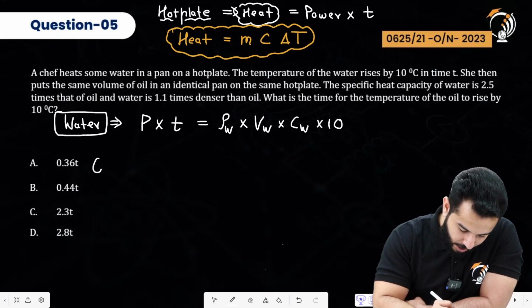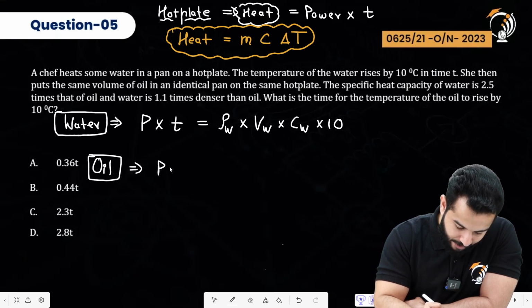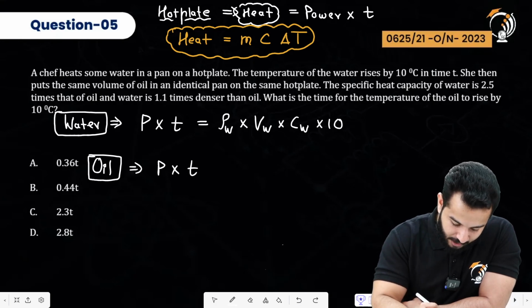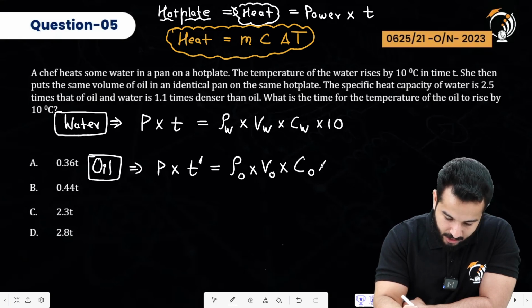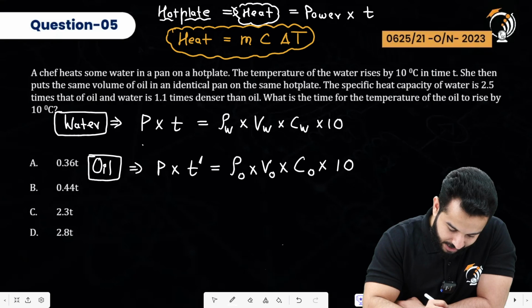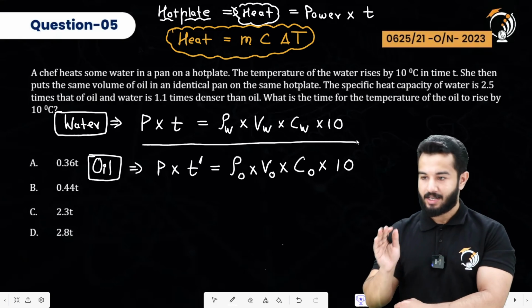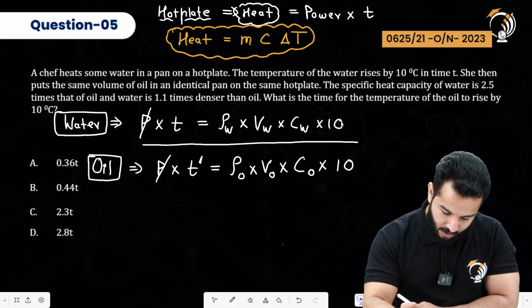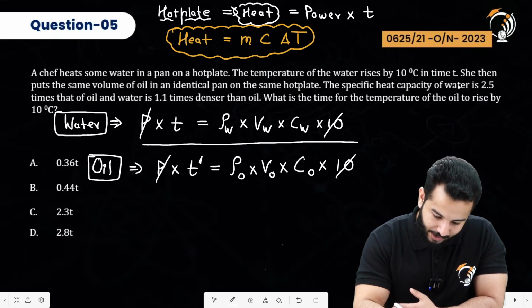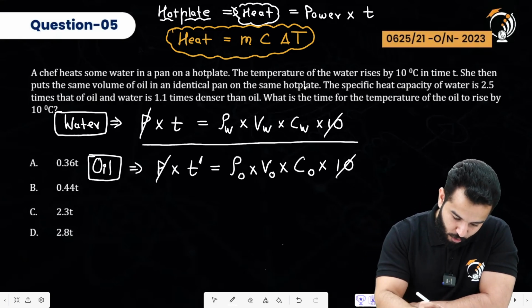Now for oil, power is the same because you are using the same hot plate, but the time is going to be different. Density of oil times volume of oil times specific heat capacity of oil, and again we want to raise it by the same 10 degrees Celsius. We have got two equations. Let's divide them. Power can be cancelled out, 10 can be cancelled out, and I know that they have written that specific heat capacity of water is 2.5 times that of oil.